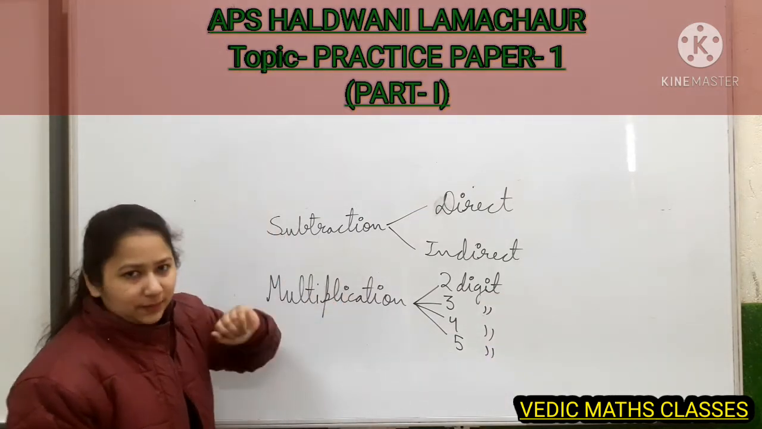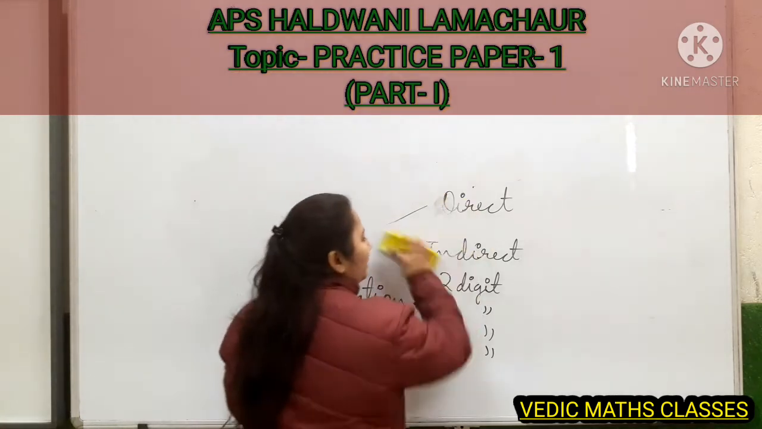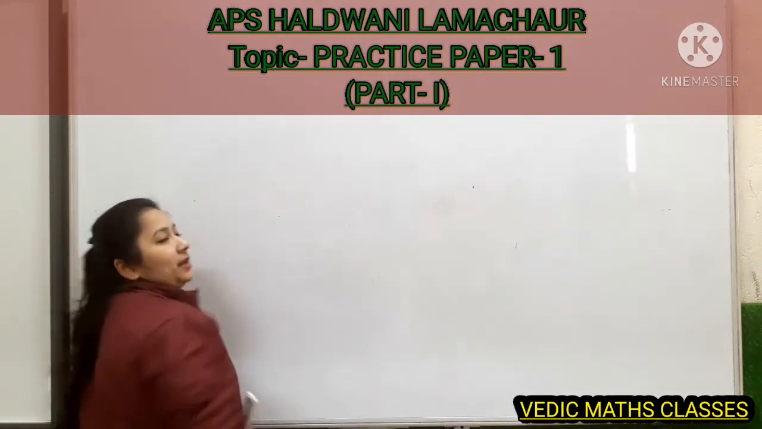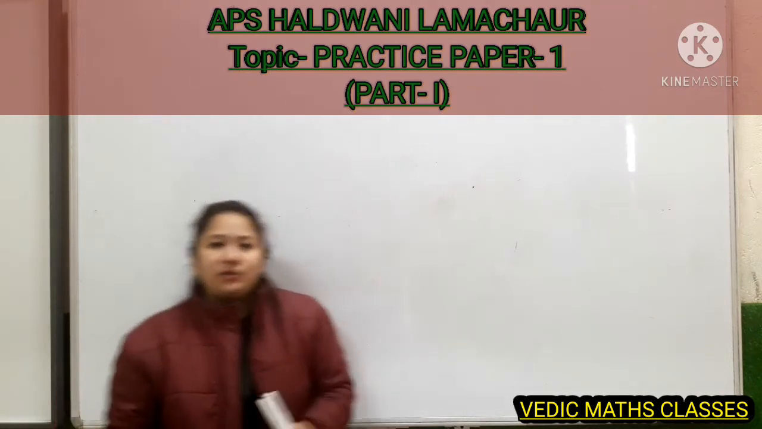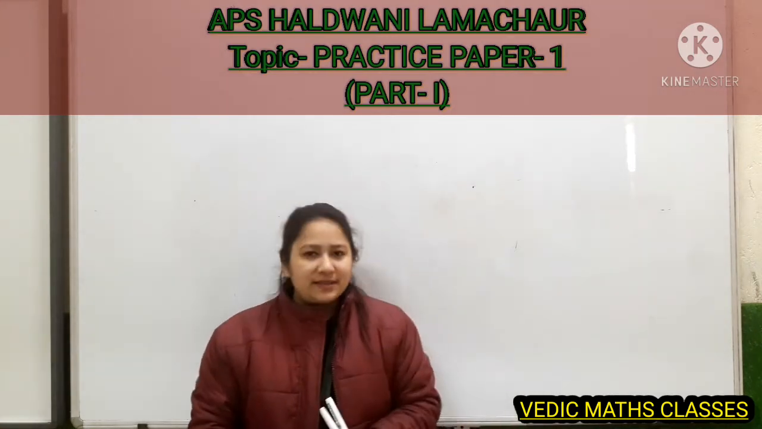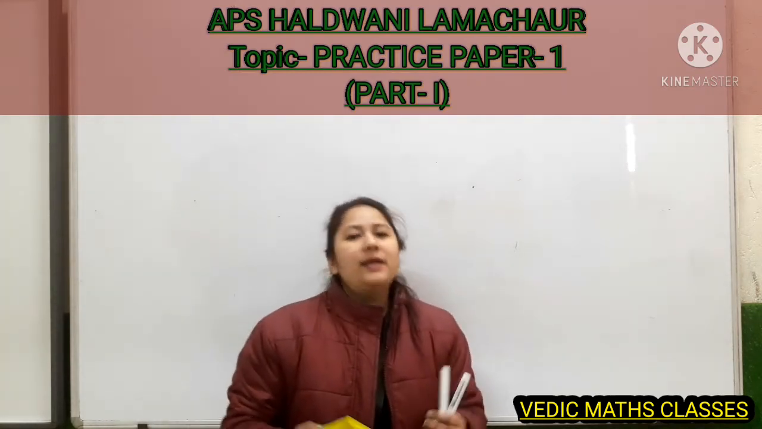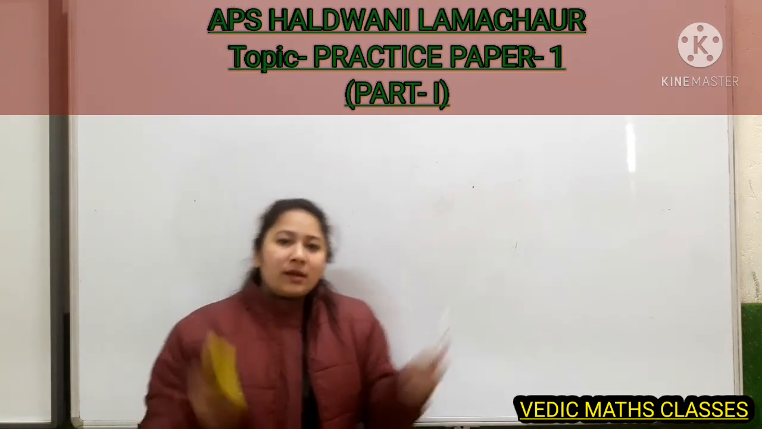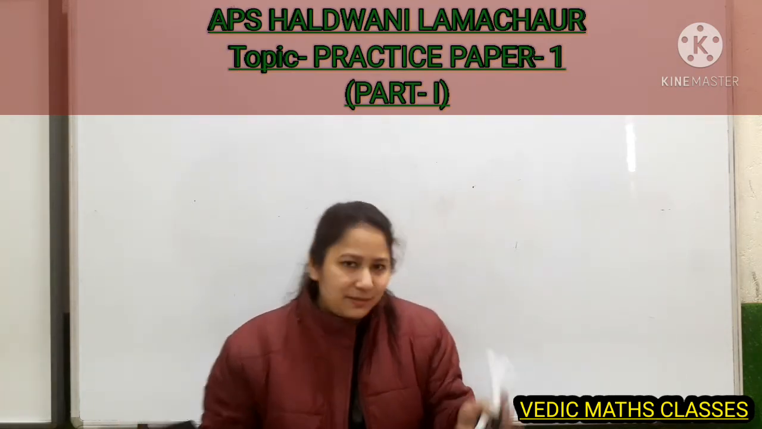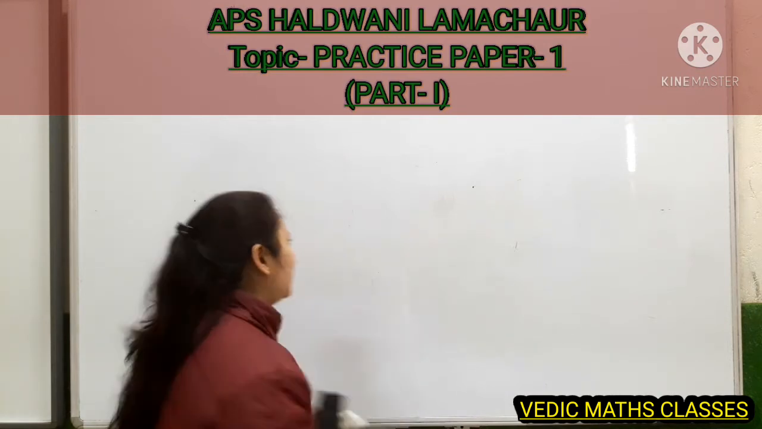Now kids, first of all we will take subtraction. In subtraction, as you know, we have two topics, direct and indirect. These are the two methods with the help of which we can do subtraction sums. Some students will find the direct method easy, some will find the indirect method easy. I prefer the direct method because it's easy and it's easy to learn the complements also. I will do the subtraction sums with the direct method here, but as it is a practice paper, you can use any method. Those students who find the indirect method easy can use it also. Now first of all, we will take the first sum.